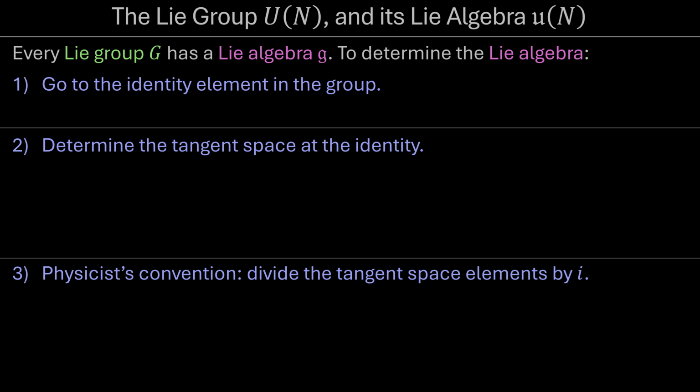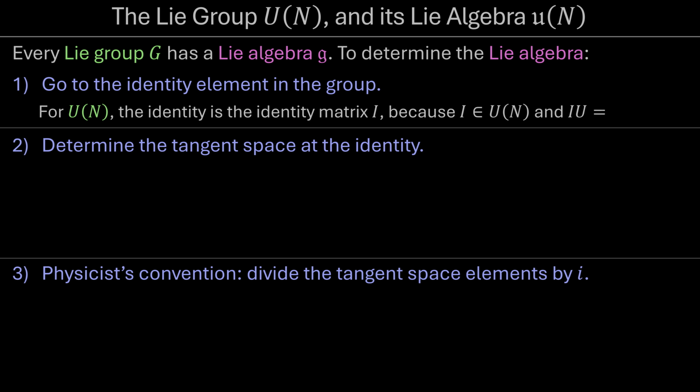All right, so let's determine the Lie algebra of the unitary group UN. Step number 1: for UN, the identity element is just the identity matrix I, because I is in UN, that is, I dagger I equals I, and also I times U equals U times I equals U for every other matrix U in UN. So based on Rule 1 of our group theory definitions, we can recognize that the identity matrix serves as the identity of the unitary group.